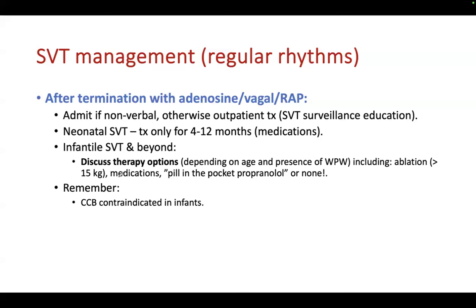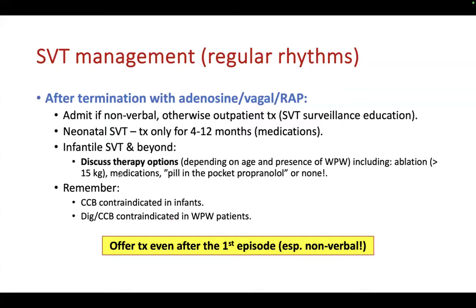Okay. Of course, you have to remember that calcium channel blockers are contraindicated in infants, so don't give IV verapamil for a child less than 1 year of age. And then digoxin and calcium channel blockers are also contraindicated in WPW patients.